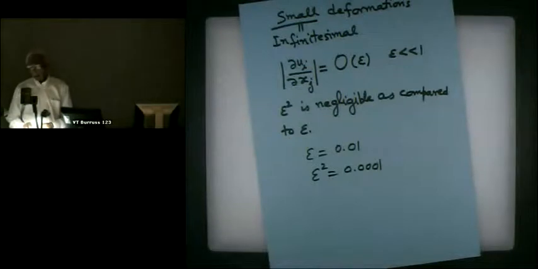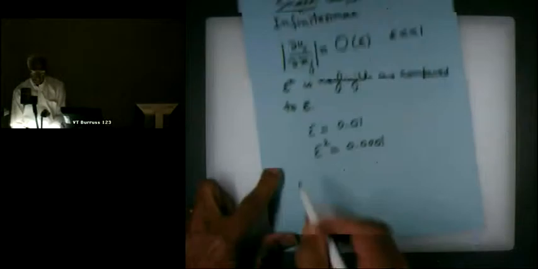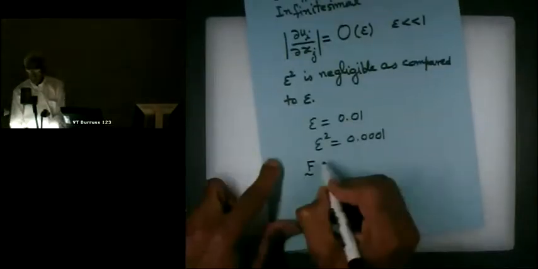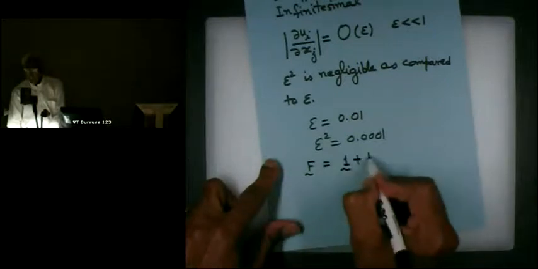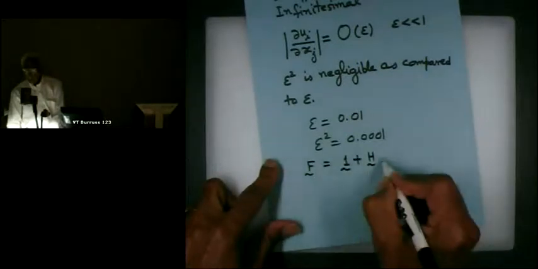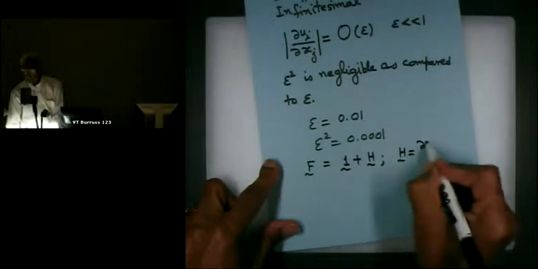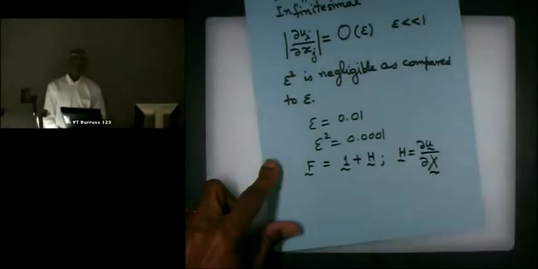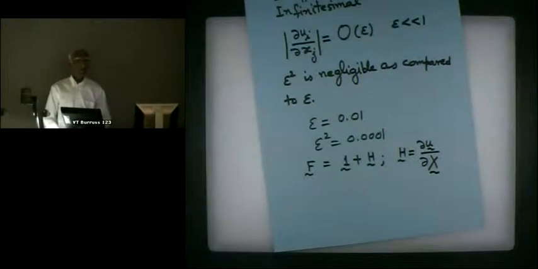With these approximations, life becomes very simple. In what way? Let's look at, say, F, the deformation gradient. That will, of course, be 1 plus H, where H is the displacement gradient. H is delta U over delta big X. So it has 9 components. Yes? Is that the identity matrix? Yeah, that is the identity matrix. It has 1 on the main diagonal and 0 elsewhere.